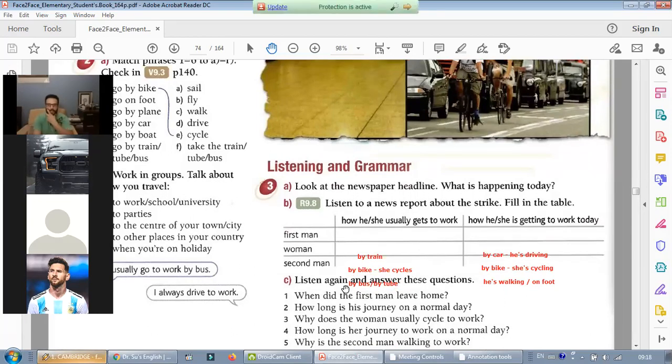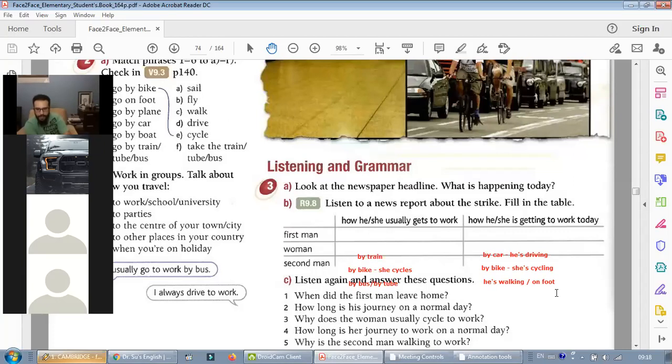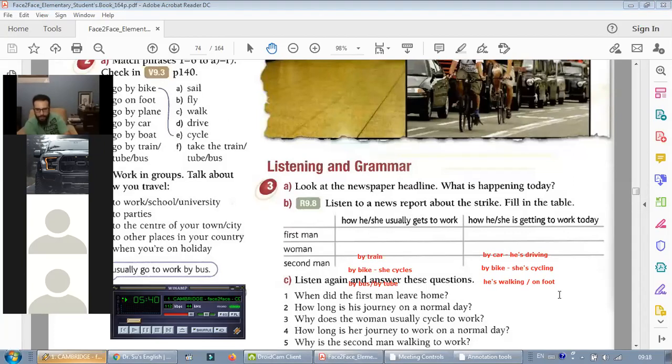Okay. So it says here, when did the first man leave home? Can you remember before we listen? 6 a.m. Okay. Yes. Let's write 6 a.m. So number 1, 6 a.m. What about, can you remember the second question? How long is his journey on a normal day? About 40 minutes. Maybe 40 minutes. This is the normal time, right?